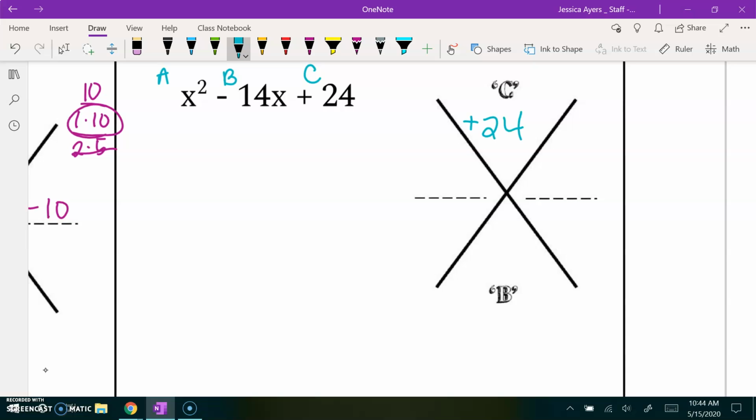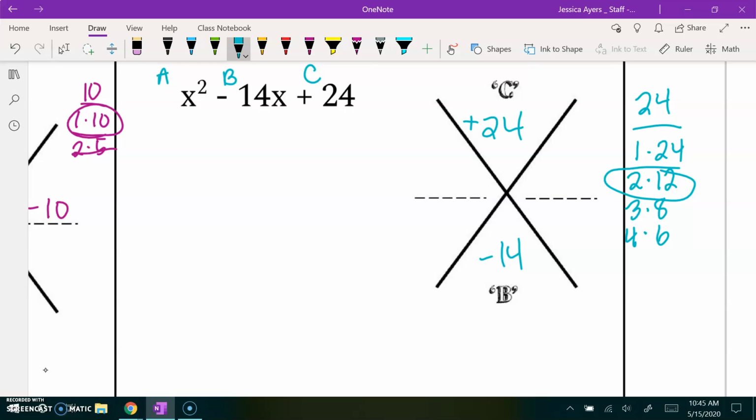And at the bottom for B, we're going to put in negative 14. Factors of 24 are 1 times 24, 2 times 12, 3 times 8, 4 times 6. So now we're looking through our list, what will give us 14? We know that 1 and 24 is 25, 2 and 12 is 14. There it is. 3 and 8 would give you 11, and 4 and 6 would give you 10.